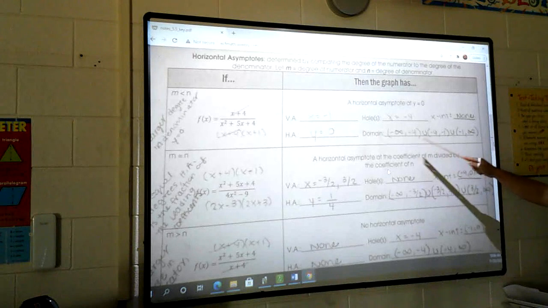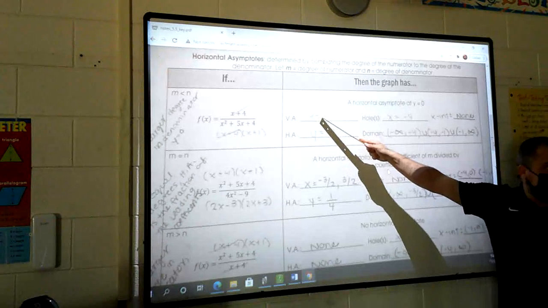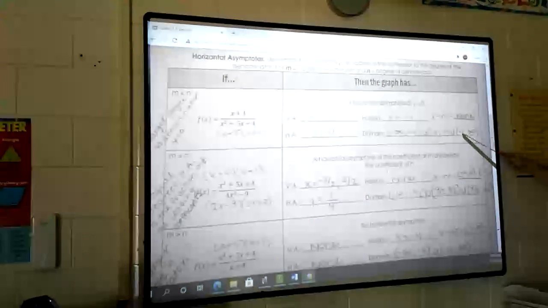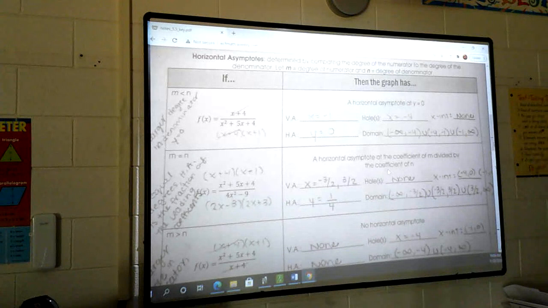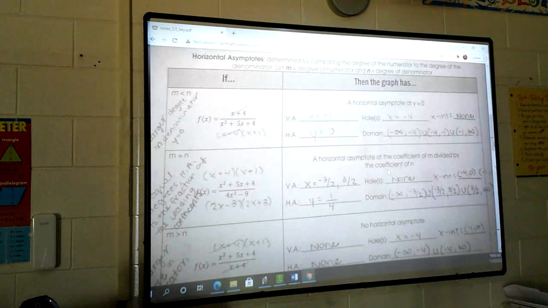Okay? Then I pick back up at -4, but then there's a vertical asymptote at -1. So I have to stop at -1. And then I pick back up at -1 and I go all the way to infinity. Okay? That's what the domain is saying. So anytime there's a hole or a vertical asymptote, you stop. You're always going from -infinity to +infinity. But anytime there's a hole or a vertical asymptote, you stop.